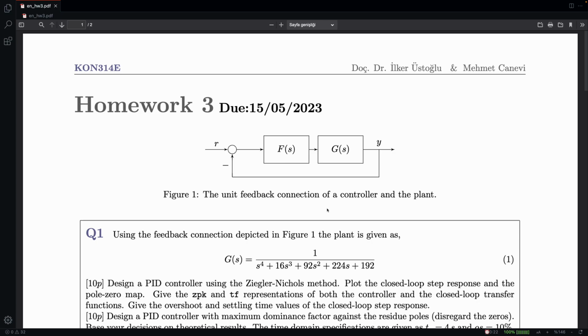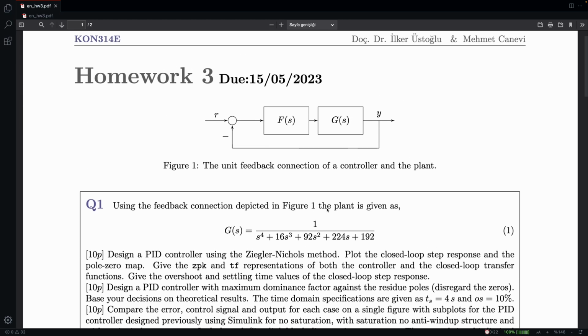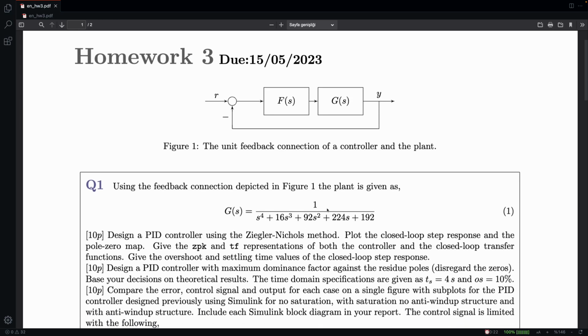Now, let's first dive into the questions, and I'm then also going to have some announcement about the team project and how you are going to form your teams, etc. Now, as usual, we have our feedback structure here.